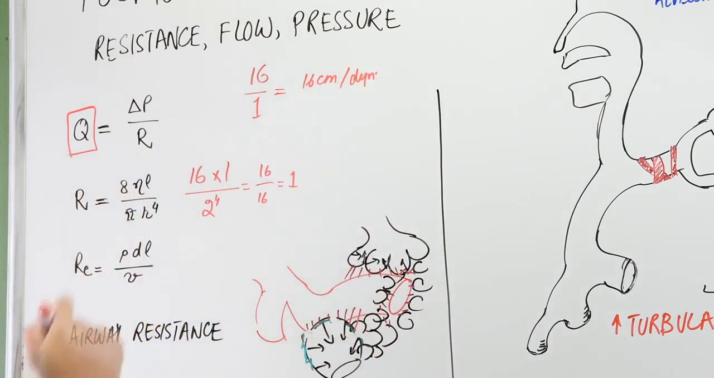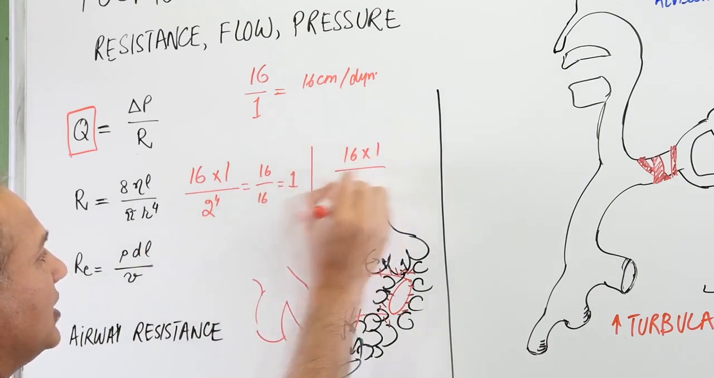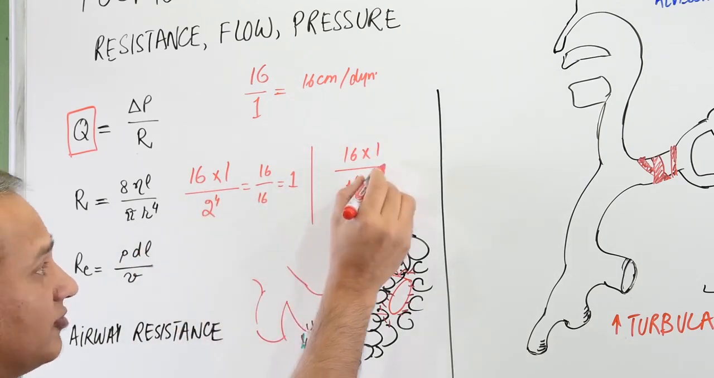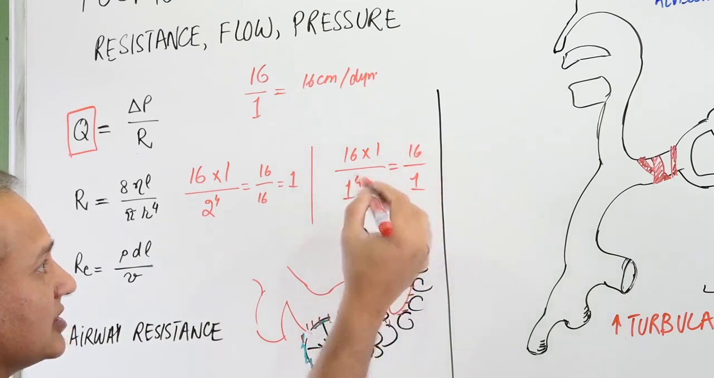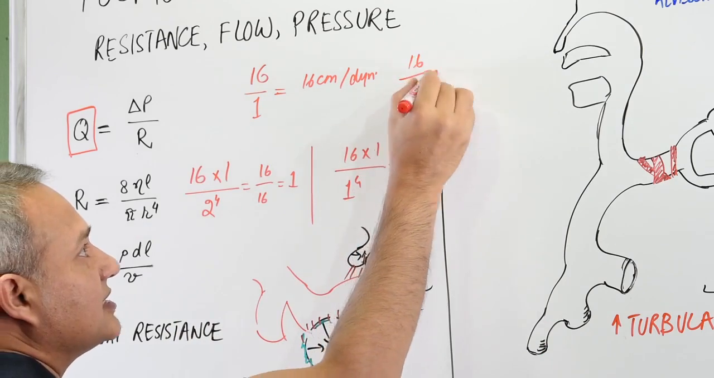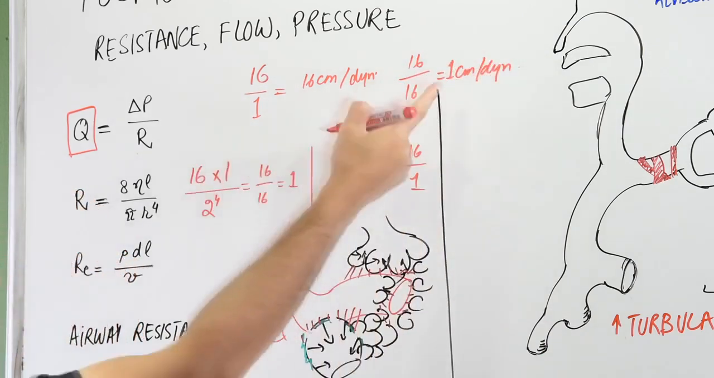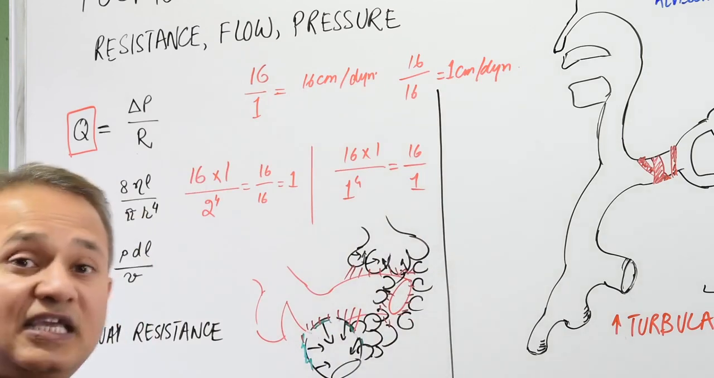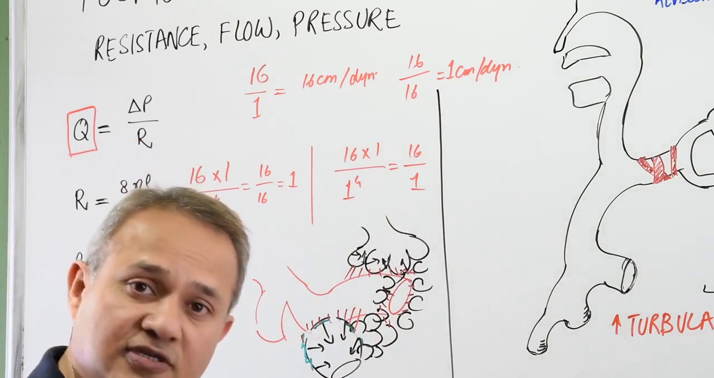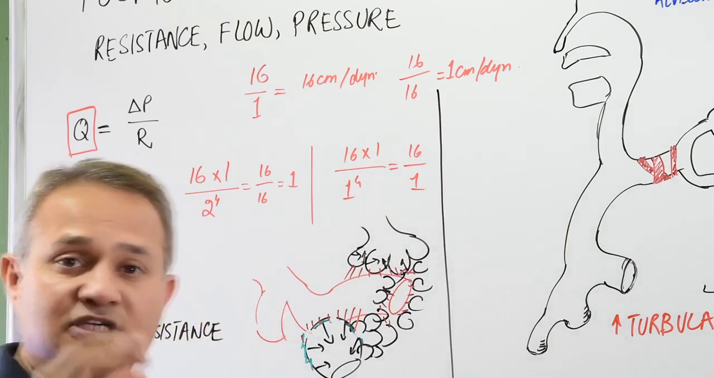Now let's change the radius by half. Instead of 2 millimeters, it becomes 1 millimeter. What would that mean? That would mean 16 multiplied by 1 divided by 1 raised to power 4, which is equal to 1. So that is 16 divided by 1, which is 16. Plug that value underneath here: 16 divided by 16 equals 1 centimeter per dyne. How much is the difference you are seeing? You are seeing a 16 times difference, reduced airflow just by reducing the diameter by half.